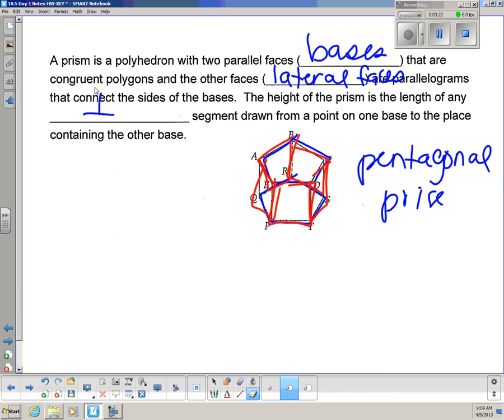So we're looking for the height of the prism. I'm just going to go down in the center of that top pentagon to what should be the center of the bottom pentagon, and I'm going to draw a right angle, and that would be considered your height.